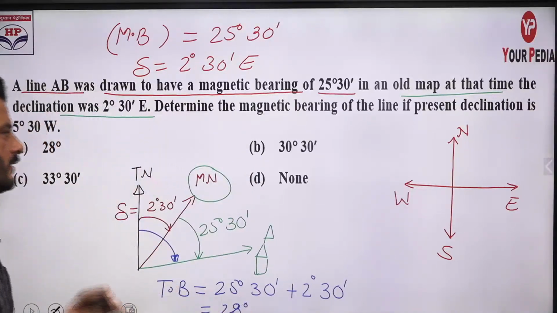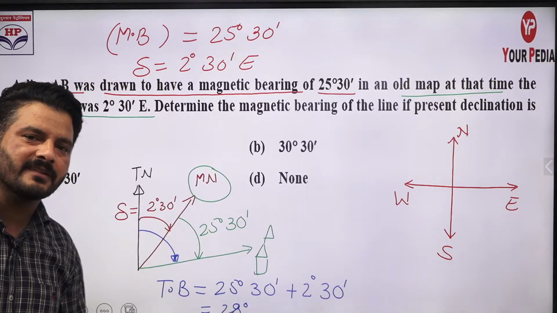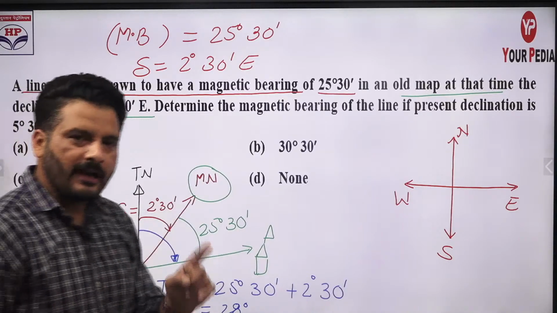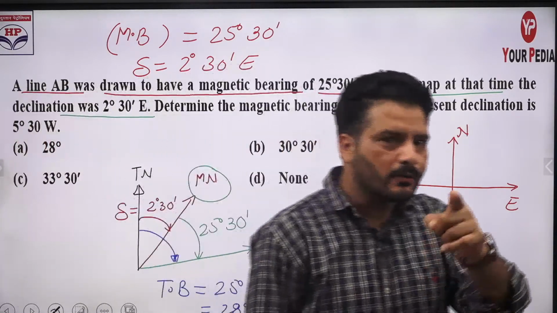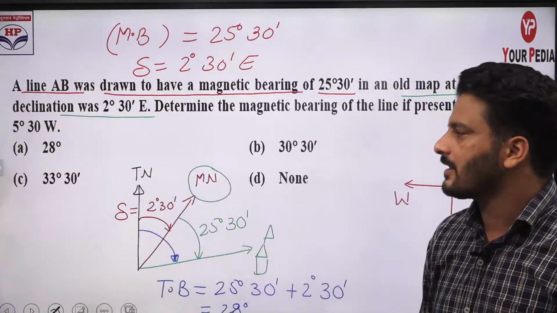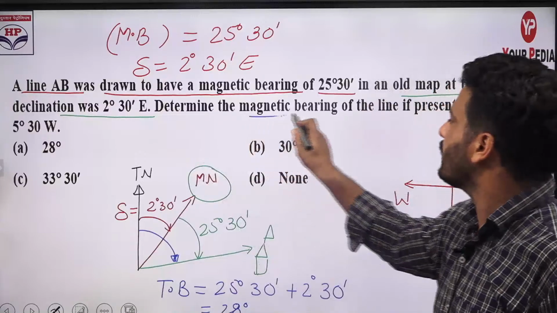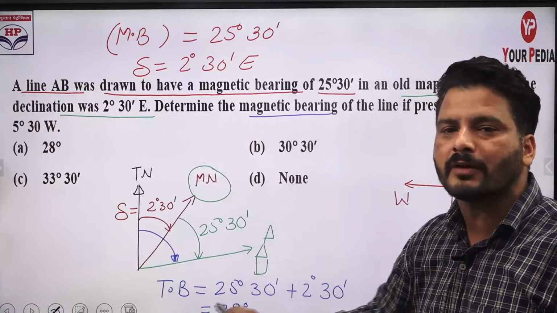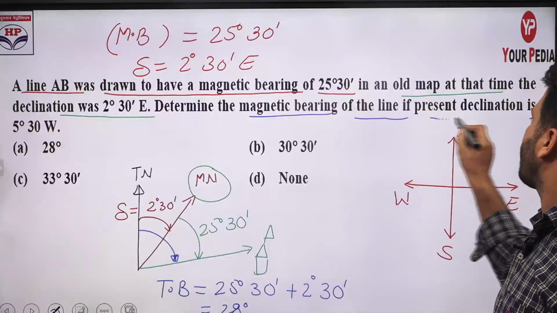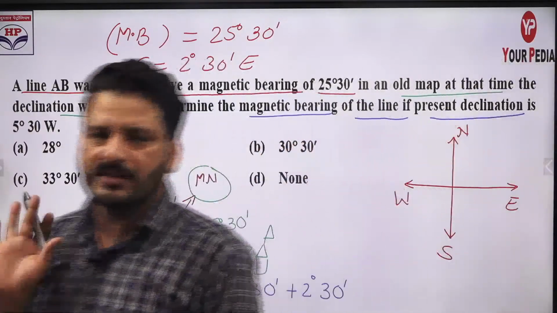Now pay attention to the question. The answer is not given right now, but it is also framed in the options. The examiner knows very well where you are going to make a mistake, where students basically get stuck in the question. So read carefully. After that he said determine the magnetic bearing. He is not asking for the true bearing, although you calculate the true bearing here. Now determine the magnetic bearing of the line if present declination is 5 degree 30 minute west.